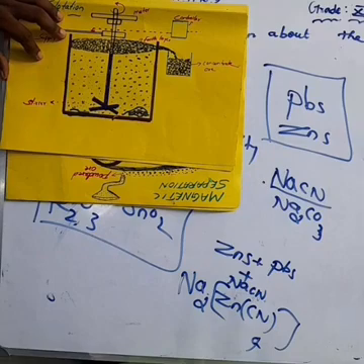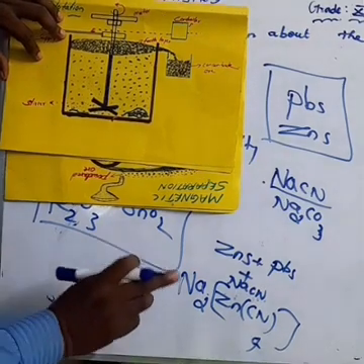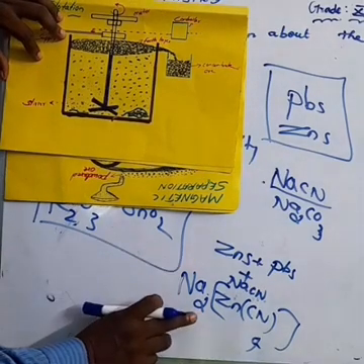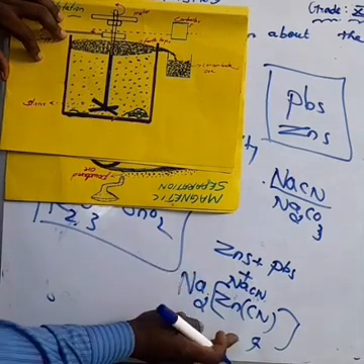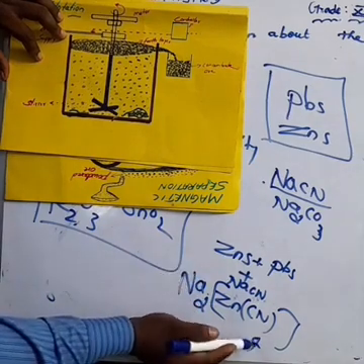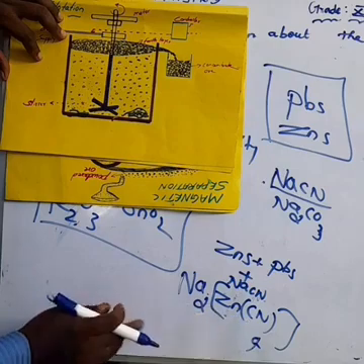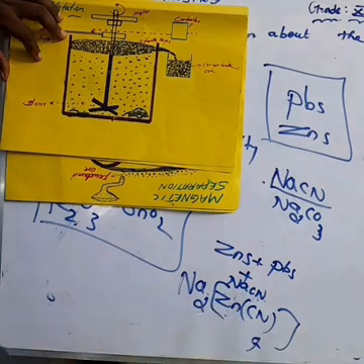What is the complex name? Can you say the complex name? Sodium tetracyanozincate. This is the complex name. Okay, this is about the froth flotation process.